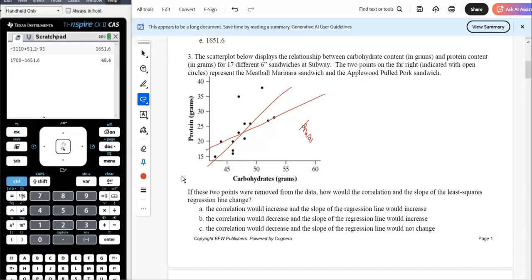So I think the data is better modeled now. So I think the correlation would decrease and the slope would increase. This is the new slope there. Slope would increase. So it's got to be B.